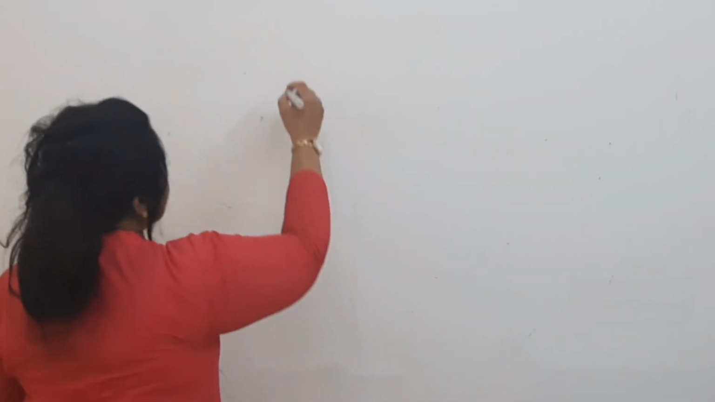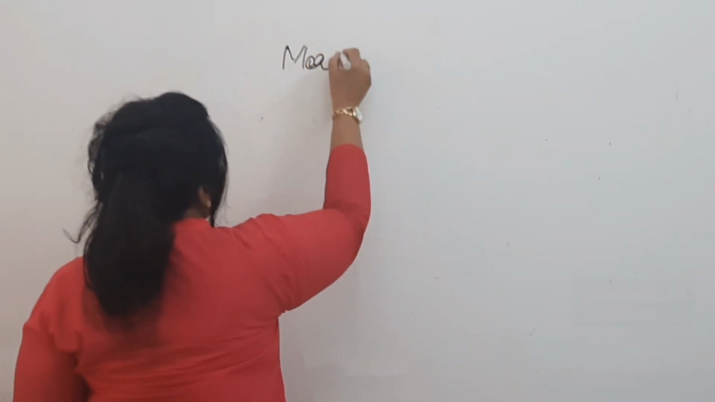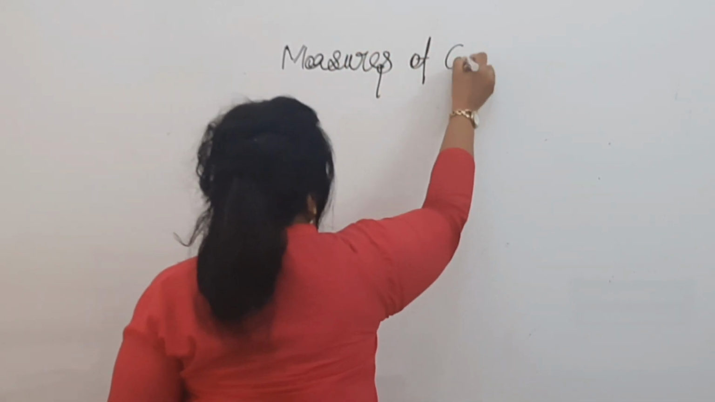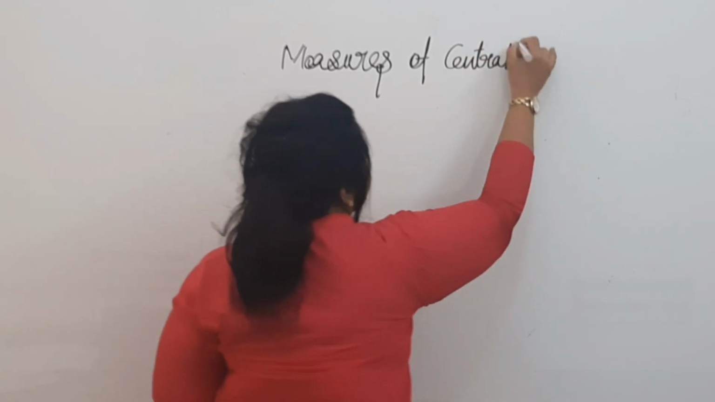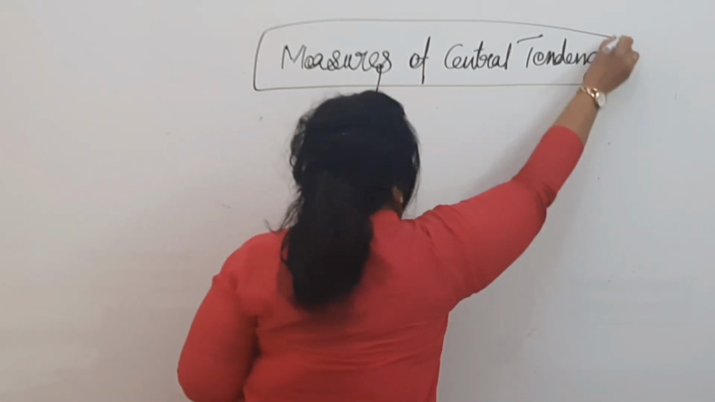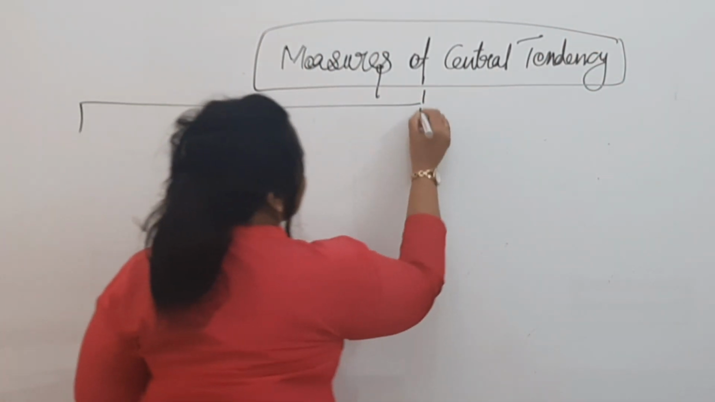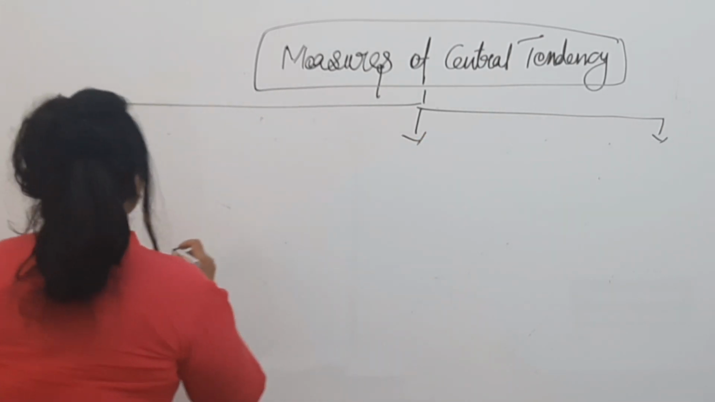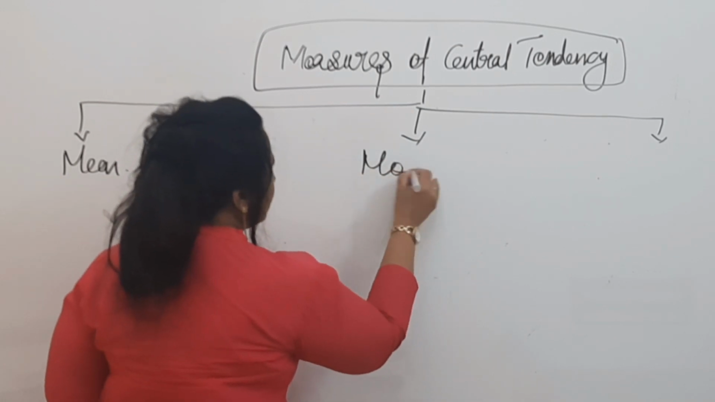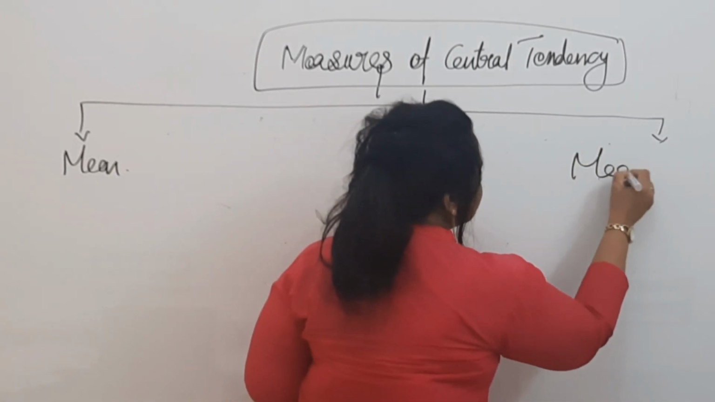Now children, I want all my students to first learn these formulae. So the formulae are for measures of central tendency. You have 3 measures of central tendencies. The first one is mean, the second one is mode, and the third one is median.